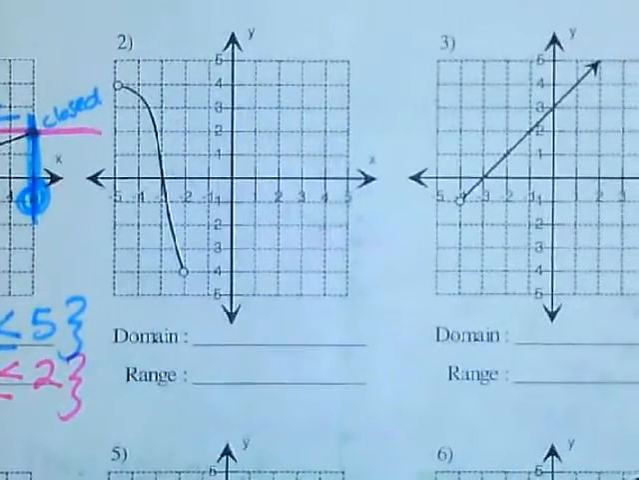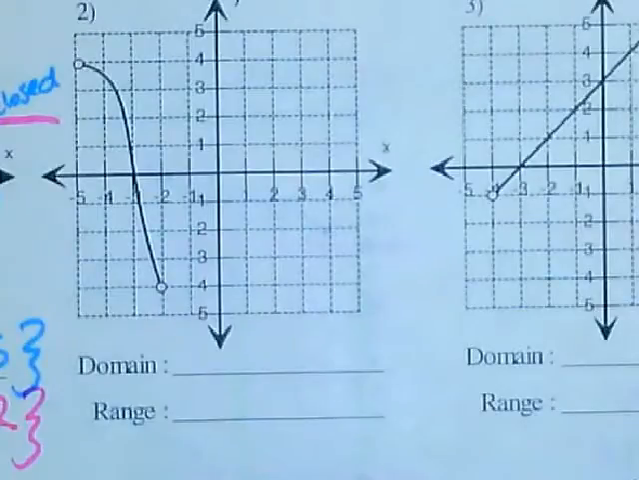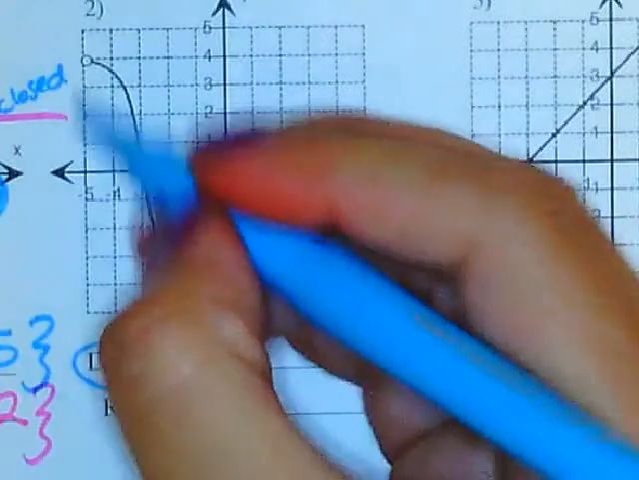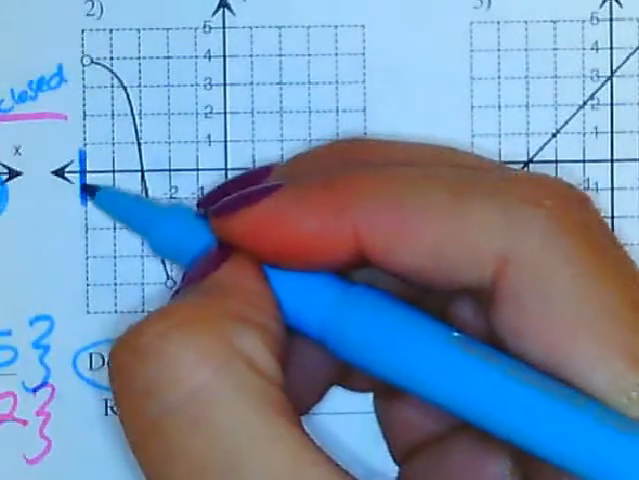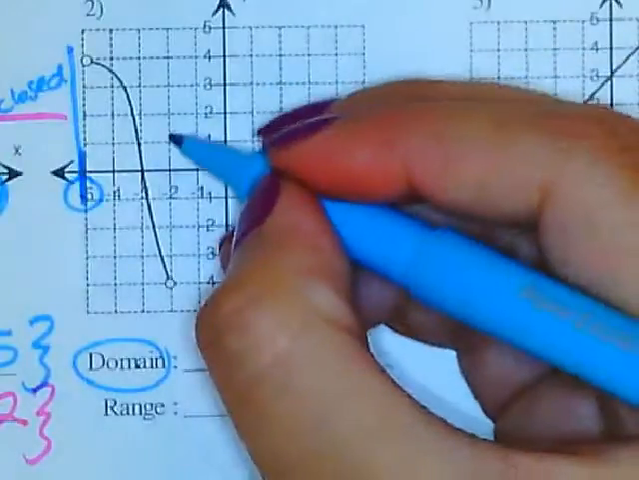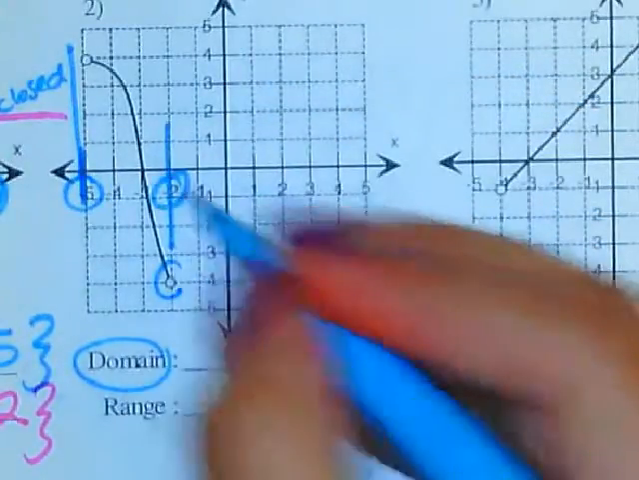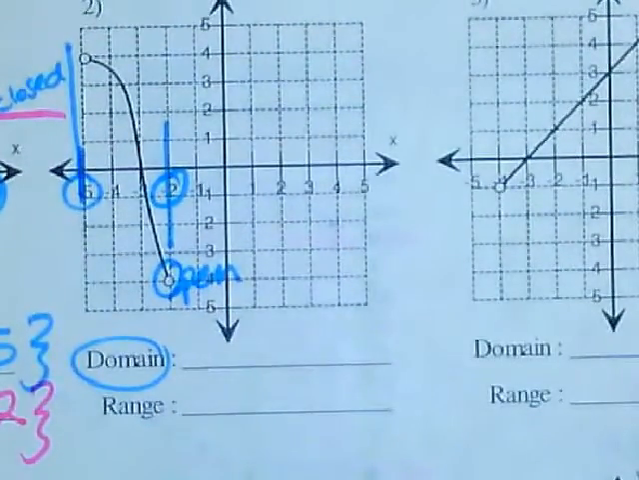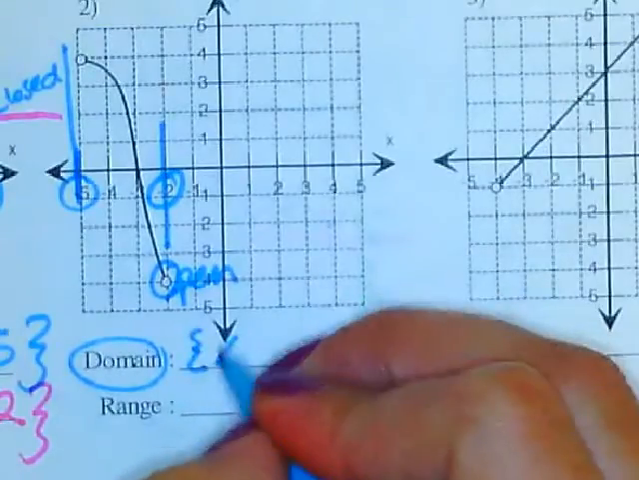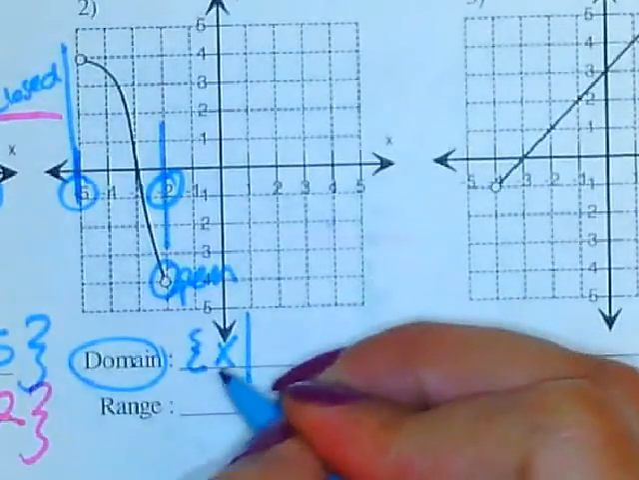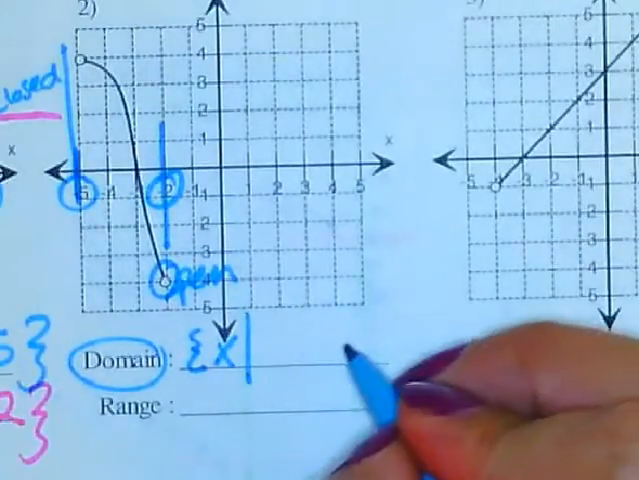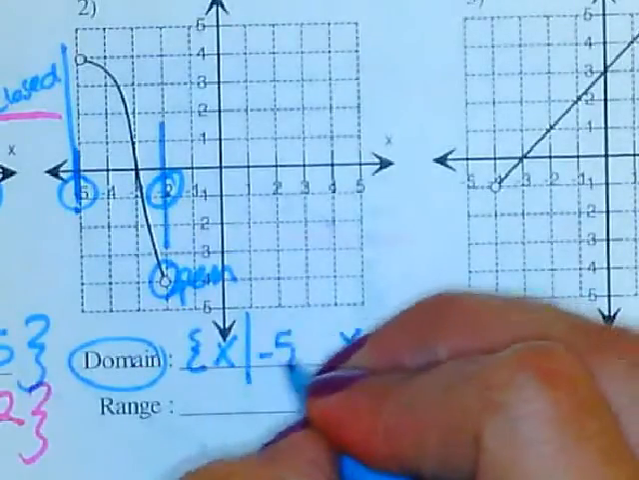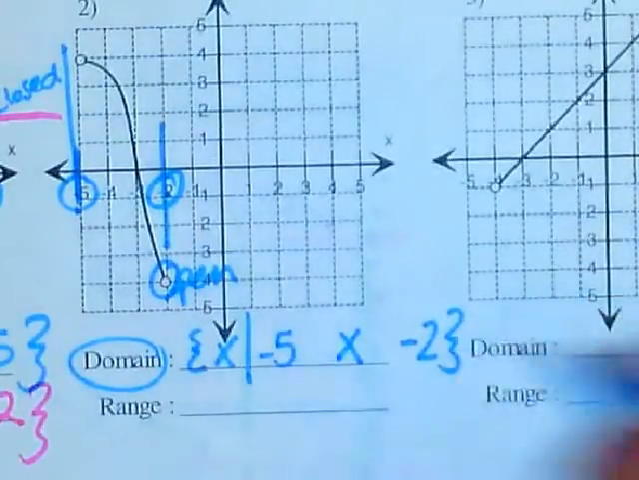For the next problem, this one we do have a clear begin and end. So I'm going to begin with the domain. On the x, I notice that it begins here at negative 5 and it ends here at negative 2, okay? This is an open circle. So I know that my domain, I always start with the squiggly bracket, the set of x's such that our x is going to be between the values of negative 5 and negative 2. So I'm going to put negative 5 and negative 2 and close the bracket.